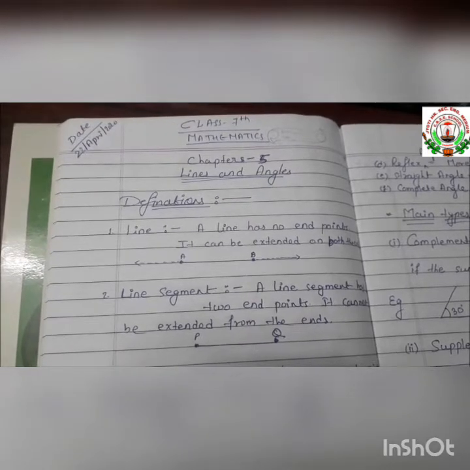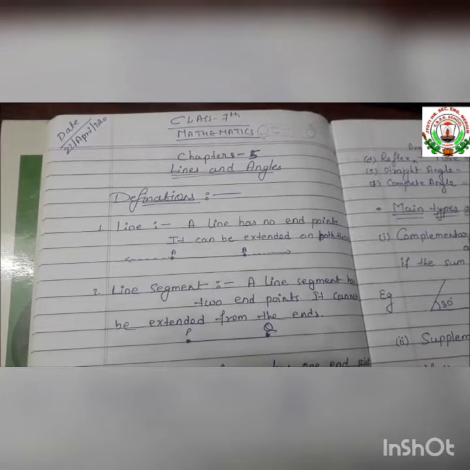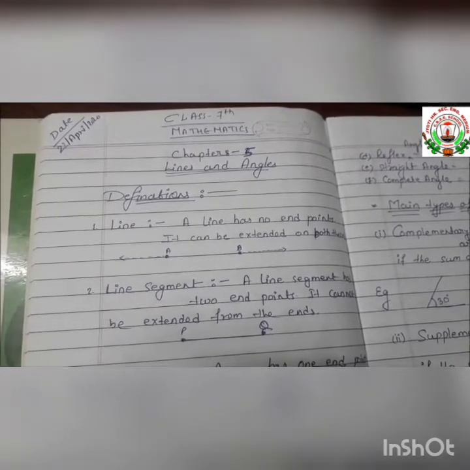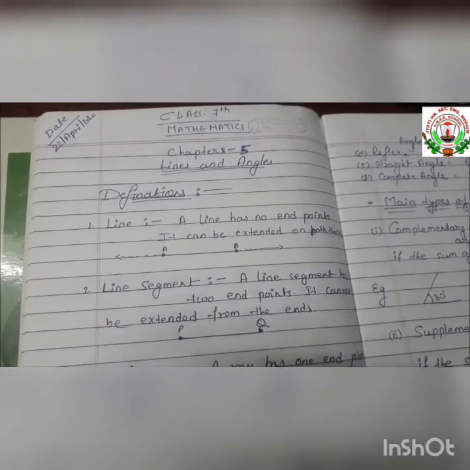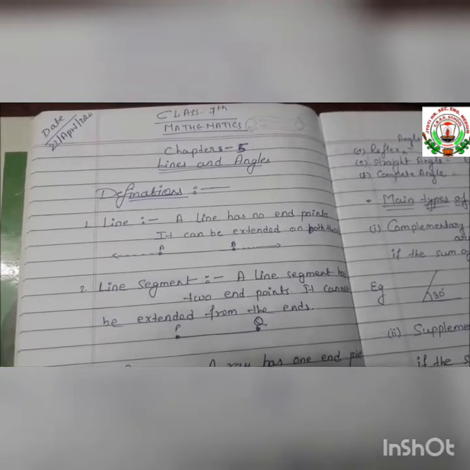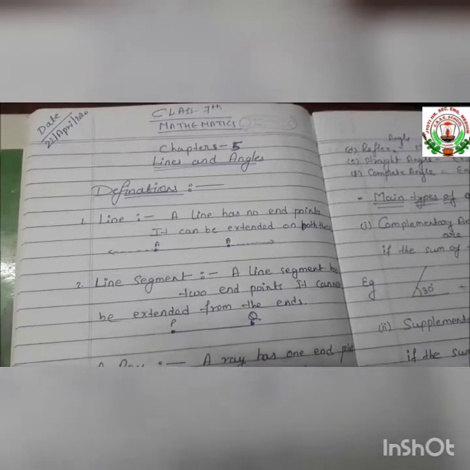Good morning to everyone. Here, the second chapter we are going to deal with in online classes, that is chapter 5. Name of the chapter is lines and angles. So first, before starting the exercise, we will go through some important definitions.